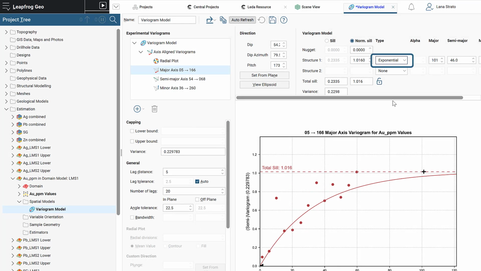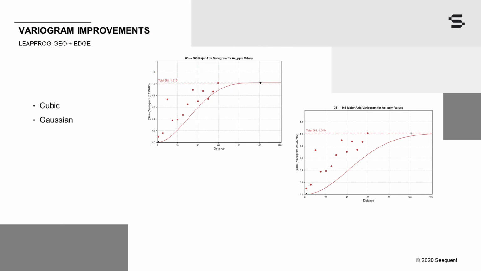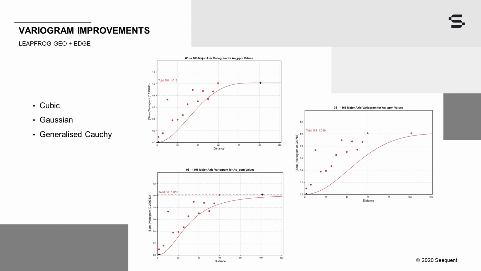The exponential model is commonly used in mining applications for modeling the behavior of precious metals, such as gold, as it has a steeper slope near origin than the spherical model. The cubic, Gaussian, and generalized Cauchy models are models that all share a similar form, being continuous near origin before rising to approach a sill.